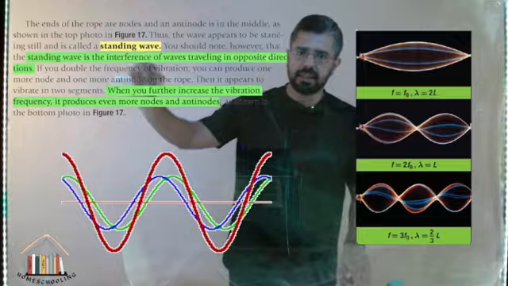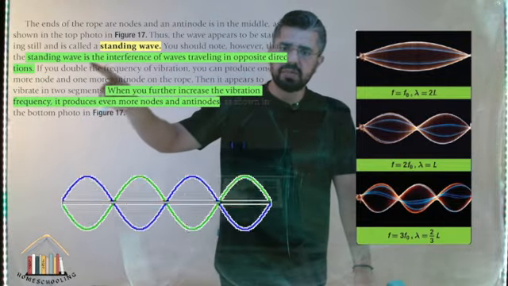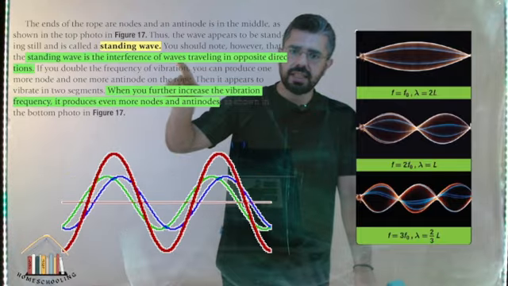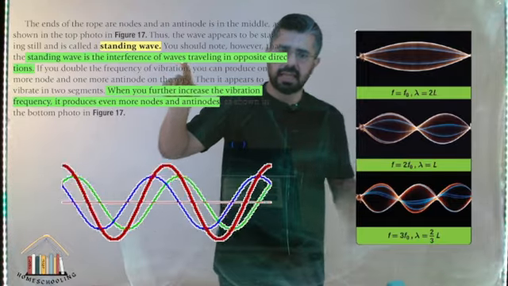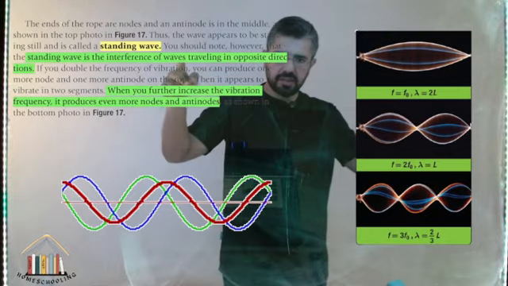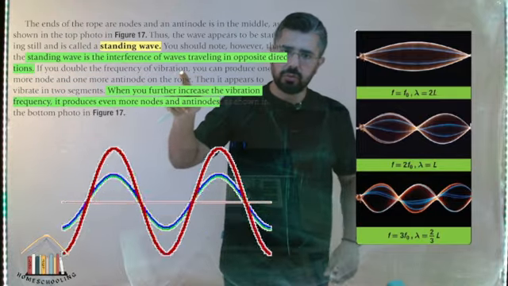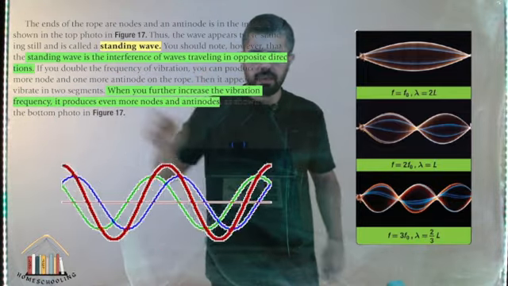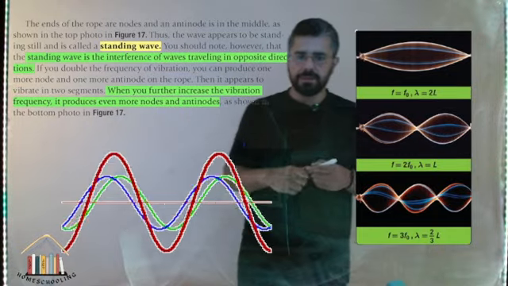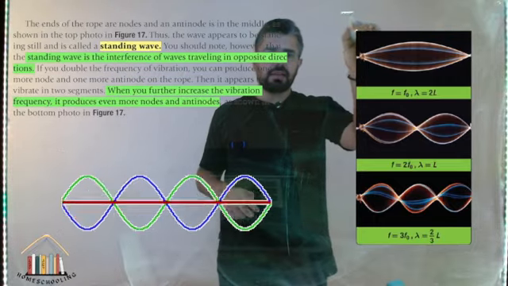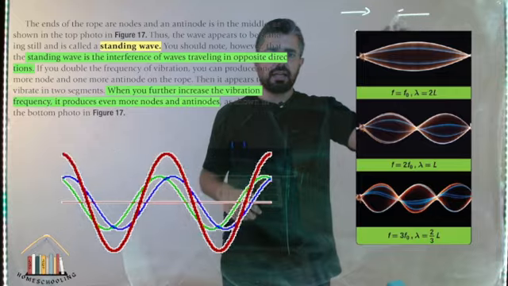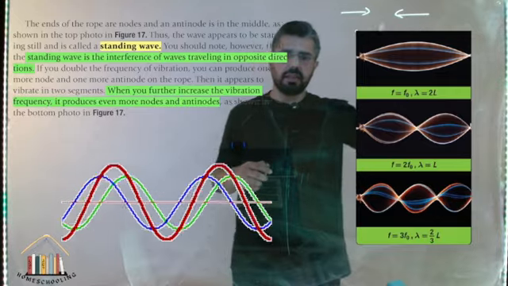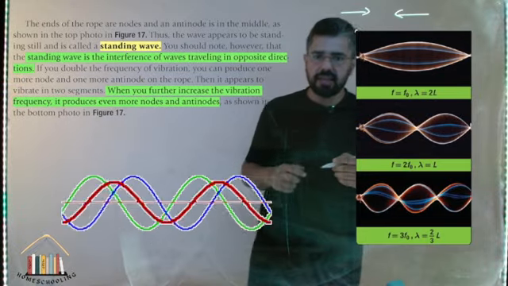So what do we mean by this kind of wave? A standing wave is the interference of waves. Waves means multiple waves, the superposition of at least two waves traveling in opposite directions. Okay, so when two waves, the first one going to the right and the second one going to the left, meet in the middle, this will create a standing wave.